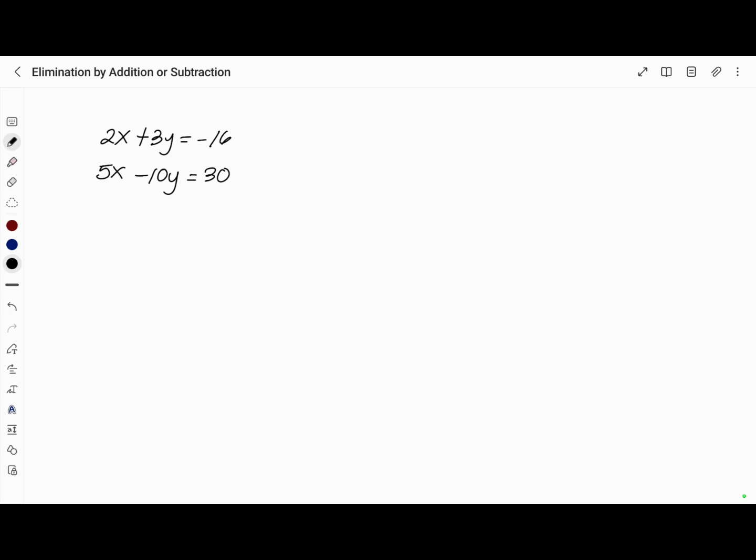For equation 1, we have 2. 2 plus 2, we have 4. 4 plus 2, 6. Followed by 8. Then followed by 10. Then for equation 2, we have 5. 5 plus 5, that would be 10. 10 plus 5, 15. Then 20, and then 25.